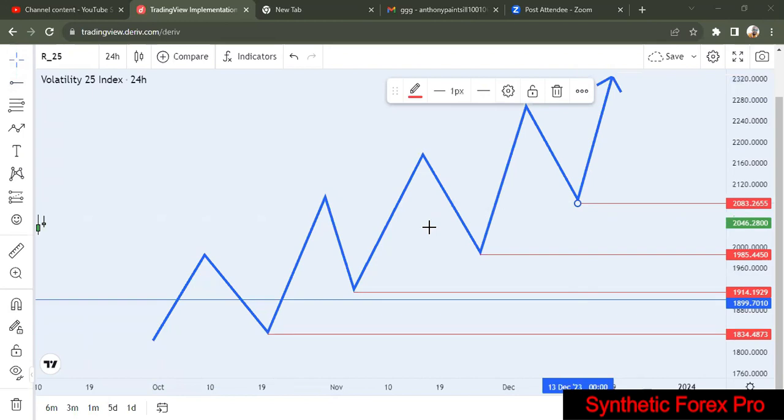We are in a bullish trend. It's a bullish market, so it means that the market is buying. We are in a buy trend. It makes understanding easier for you. Okay, so we are buying.